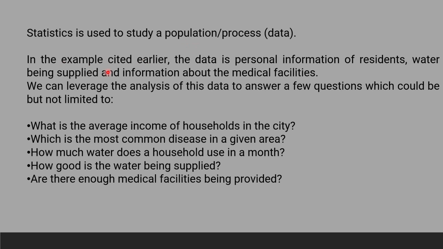In the example cited earlier, the data is the personal information of residents, the water being supplied, and information about the medical facilities. We can leverage the analysis by questioning some points. What is the average income of a household in the city? Which is the most common disease in a given area? How much water does a household use in a month? How good is the water being supplied? And are there enough medical facilities being provided? These types of questions can be answered using statistics.